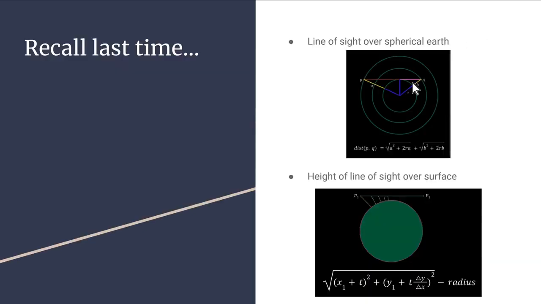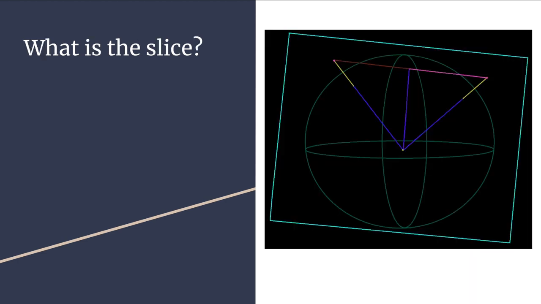Recall in the first video, we determined if two entities above a spherical Earth can see each other given only their distance, their altitudes, and the radius. In the second episode, we found how far above the ground the line of sight was at any given point. To prove the aforementioned mathematics, we implicitly defined a plane that contained these two entities and the core of the Earth, but we never specified what the equation of this plane was.